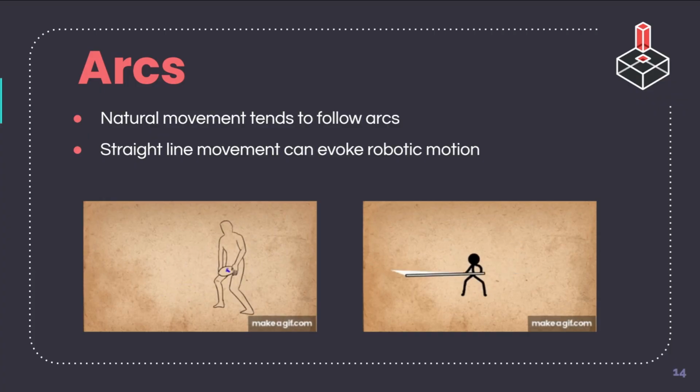Arcs are something that objects and humans follow due to real-world physics, and animating arcs will make animations more realistic. Human joints are a bunch of ball joints, so it's incredibly hard to perfectly move in straight lines. So take a look at this rotoscoped animation on the left. You can see that as he throws the disc, that arm recoils in an arc shape animation.